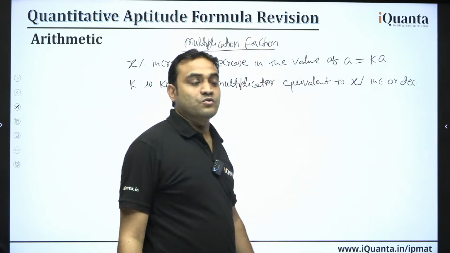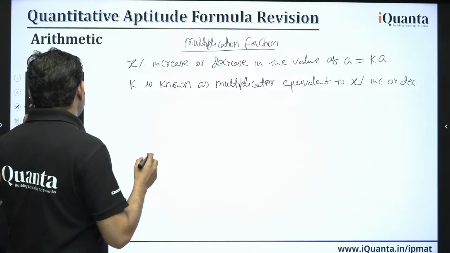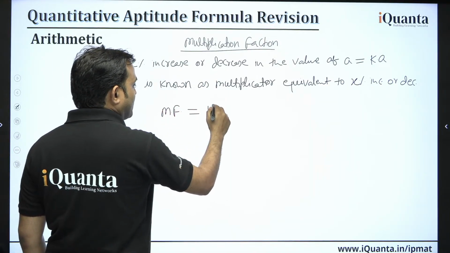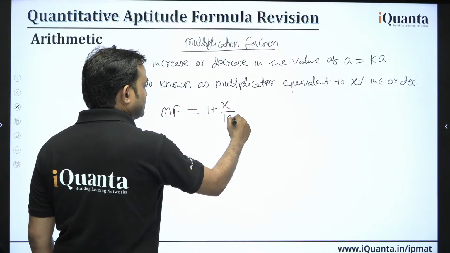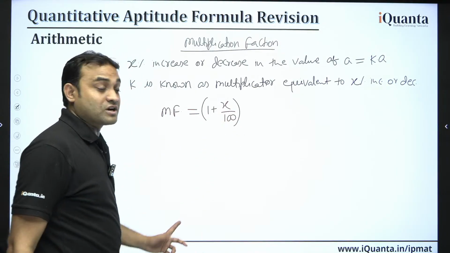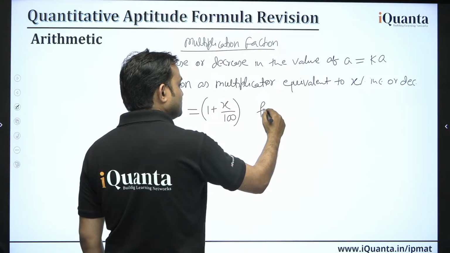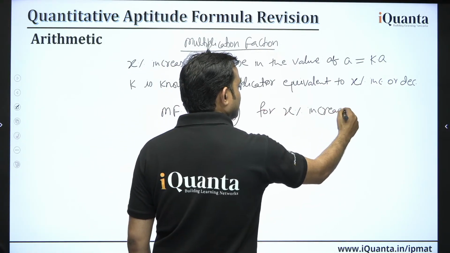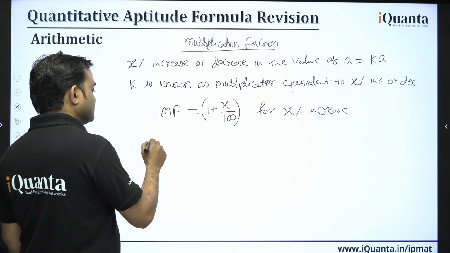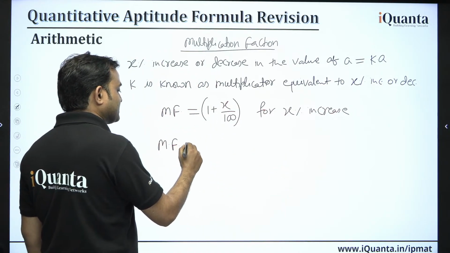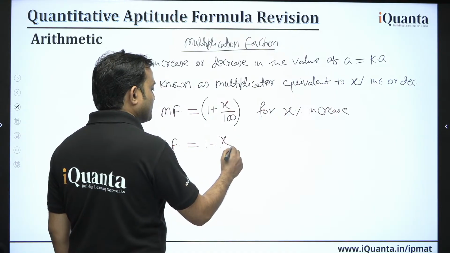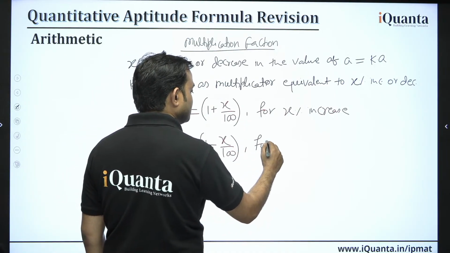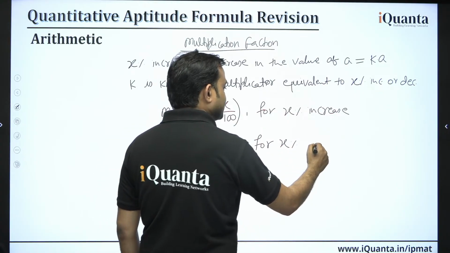Okay. So what we can say, the multiplication factor will be equal to 1 plus X by 100 if we are talking about increase, for X% increase. Okay. And we can say multiplication factor will be equal to 1 minus X by 100 and this is for X% decrease.